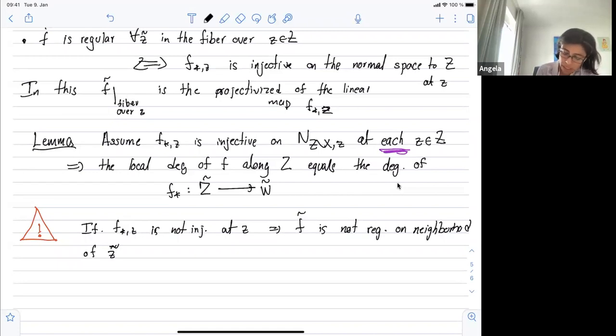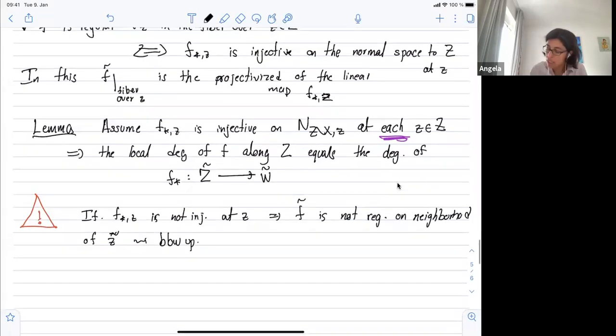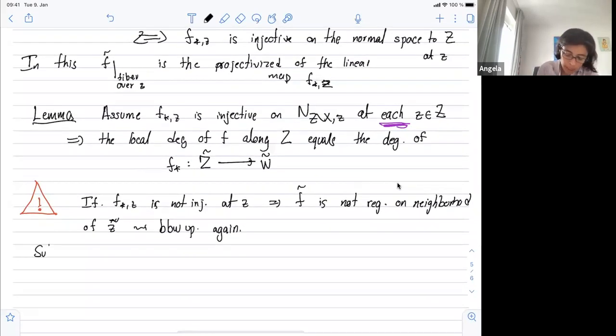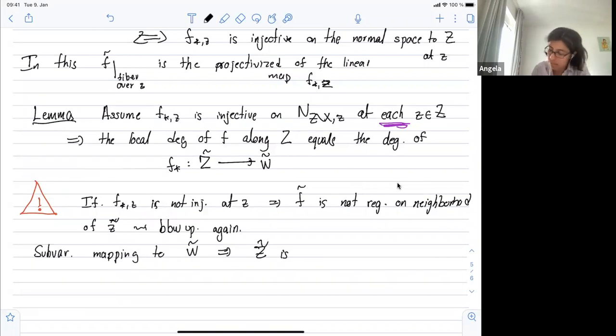So C tilde is over C, it's a point on the fiber. So it's not regular at this point of the fiber over C. So in order to define it, you have to blow up again over this point. For some smaller dimension, you blow up again and again, and you get more components. So you have a subvariety, another subvariety mapping to W tilde. So in that case, Z tilde is only one of several components mapping to this.